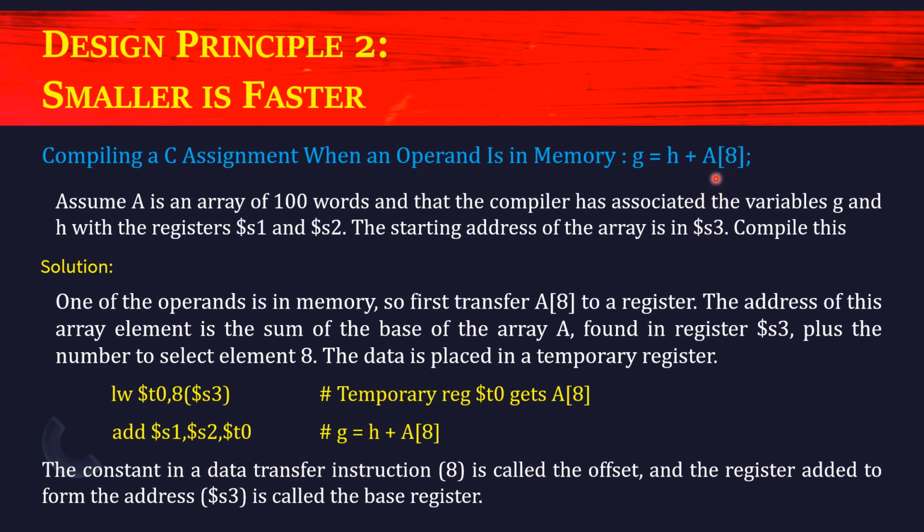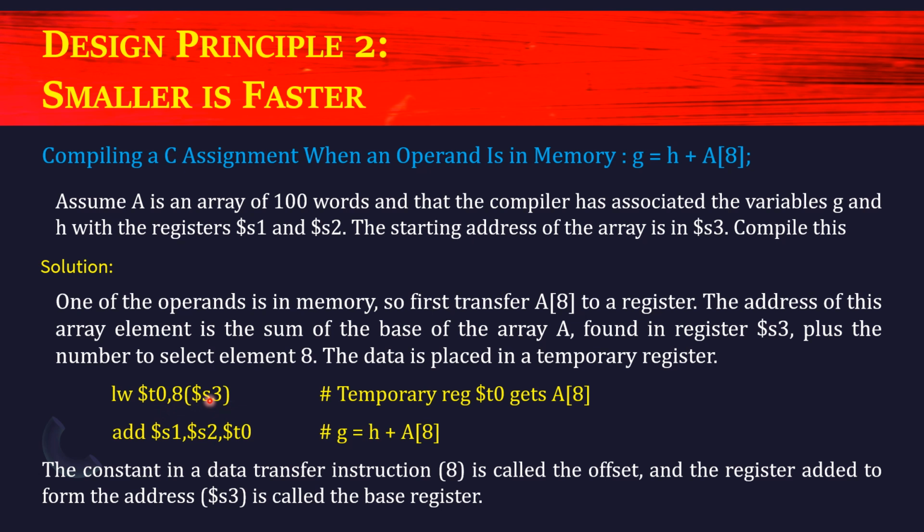So the starting address of the array is there in the $s3. To get the 8th element, we need to add the offset to that address. The data is placed in a temporary register. Let us look into that: LW $t0, 8($s3). So the temporary register $t0 is used to store the particular element.